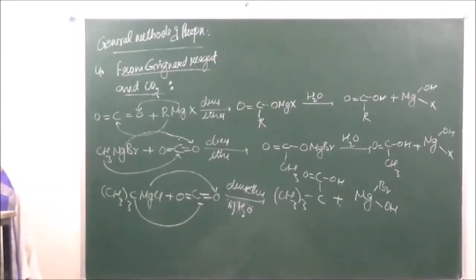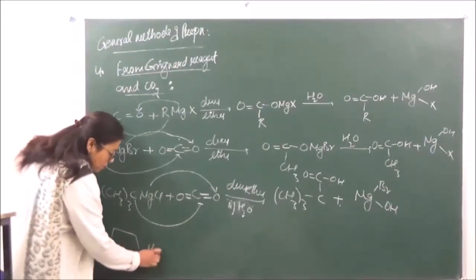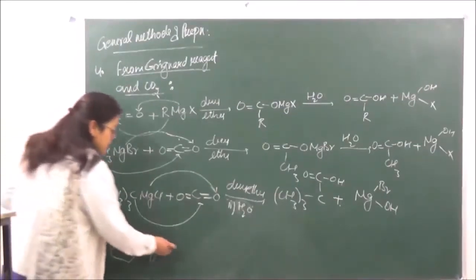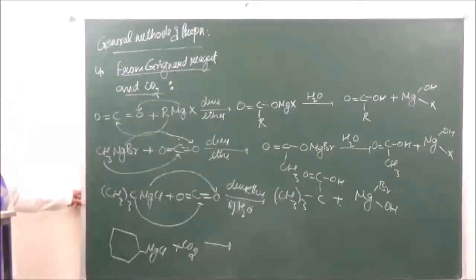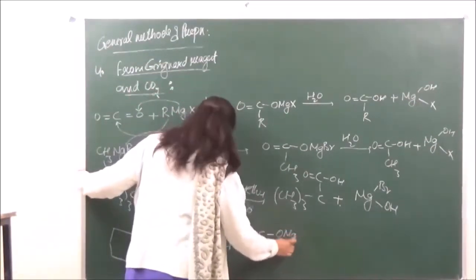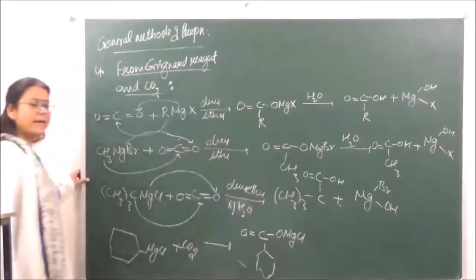Okay, then after that we have the next one. If we are taking a cyclic compound over here, what are we going to get? For example, we are taking a Grignard reagent, cyclohexyl magnesium chloride, and we are reacting this with CO2. Now it is going to be the cyclohexyl group which is going to attack at the carbon atom. So what will we have? We will have C double bond O, OMgCl, and the cyclohexyl group attached at the carbon atom.